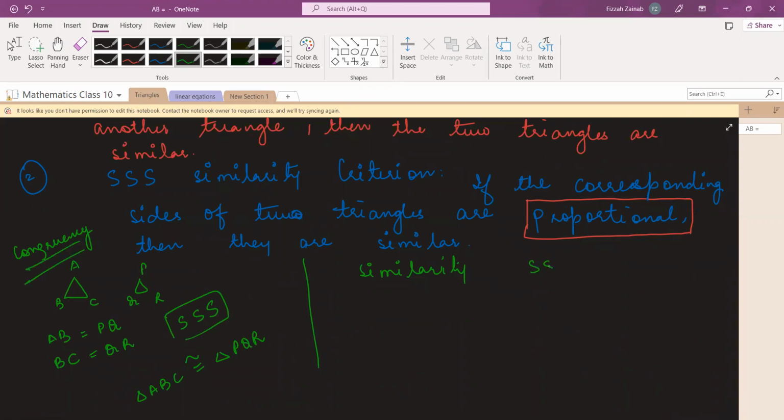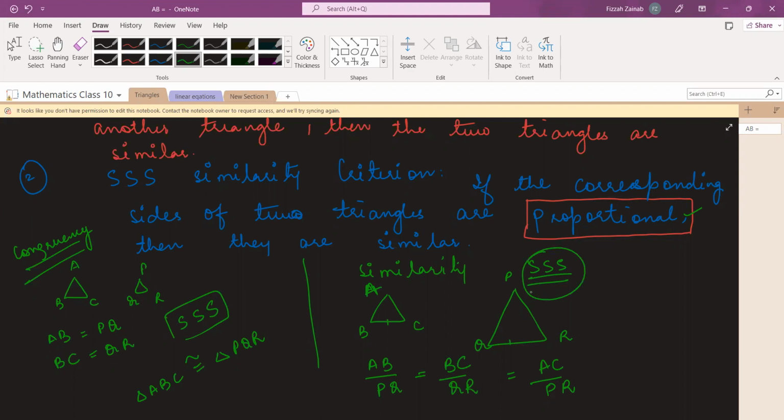Now let us try to understand SSS in similarity. Again, I have triangle ABC and another triangle PQR. What is the meaning of proportional? I should get AB upon PQ, not equal to PQ, is equal to BC upon QR, this side upon this side, and I should get AC upon PR. So all these ratios have to be equal. The sides don't have to be equal, but the ratios of the sides have to be equal, or we call it that the sides are proportional. So this is the meaning of SSS in terms of similarity.